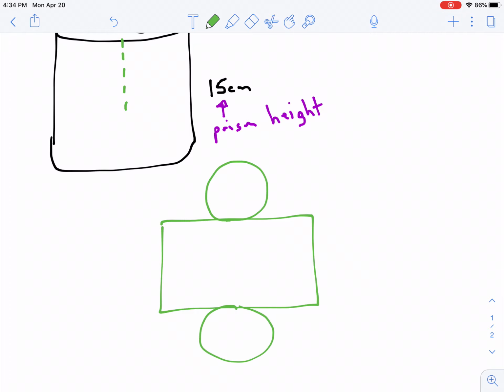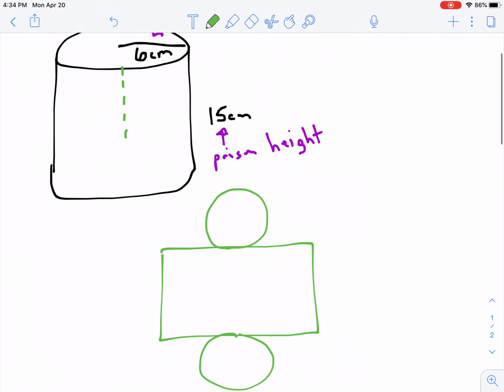I'm just going to now put the information on my net. So I know my radius is 6 centimeters, and I know my height, the separation between the circles, is over here at 15 centimeters. So using those pieces of information, I want to calculate the area of each piece.